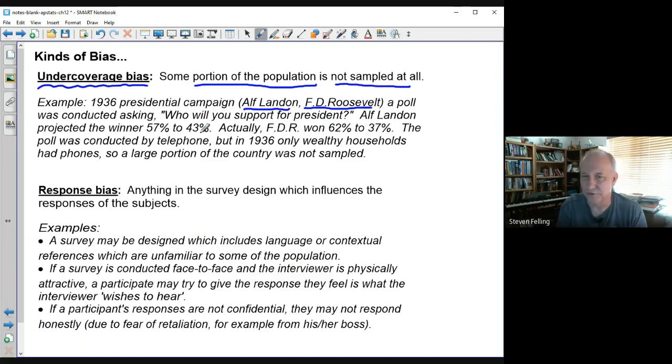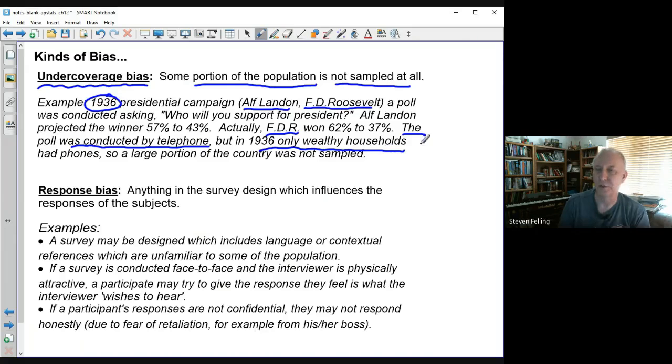So of course you've all heard of President Landon, right? No, not so much, right? Because FDR won in a landslide, 62 to 37%. So what happened? Well, what happened was, even though this was in 1936, the magazine that conducted this poll tended to appeal to wealthy people, and the poll was conducted by telephone. Right? But in 1936, only very wealthy households had a personal telephone in their house, right?